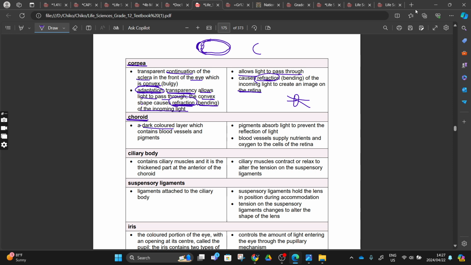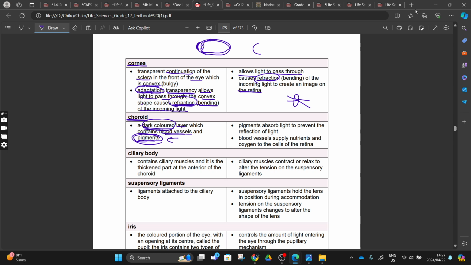I told you the choroid also has blood vessels, right? This one is a dark colored layer which contains blood vessels and pigments, right? It is a dark colored layer because of these dark pigments. Hence, when you look at someone's eyes, you see black, because there is no light. The light inside is being absorbed by this pigment, right?